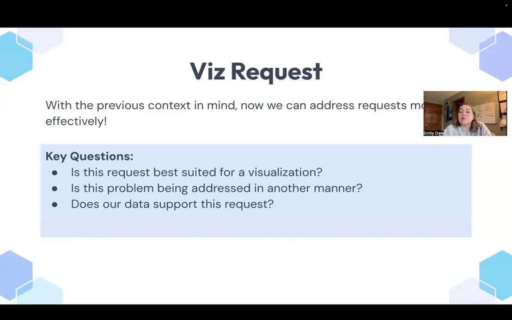And then does your data support this request? Because again, we can get down to, yes, a real-time dashboard would be perfect. But if you don't have the data to do it, or the tools, Tableau can't do it, it's just not going to go anywhere. So being able to get down to what is actually going on, what's feasible, what's available, what's doable.